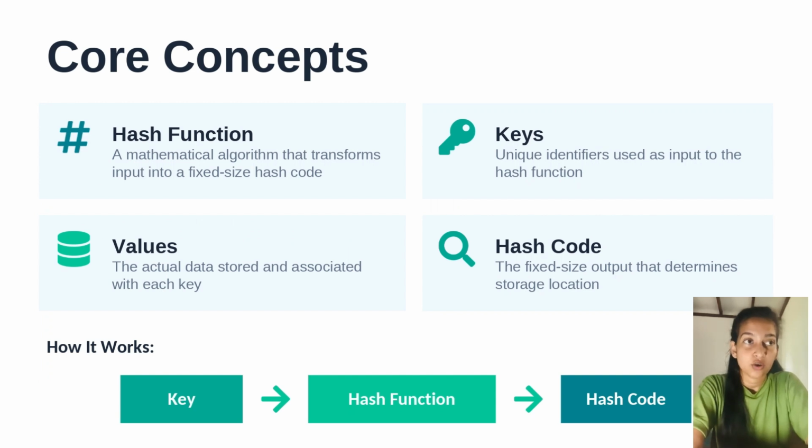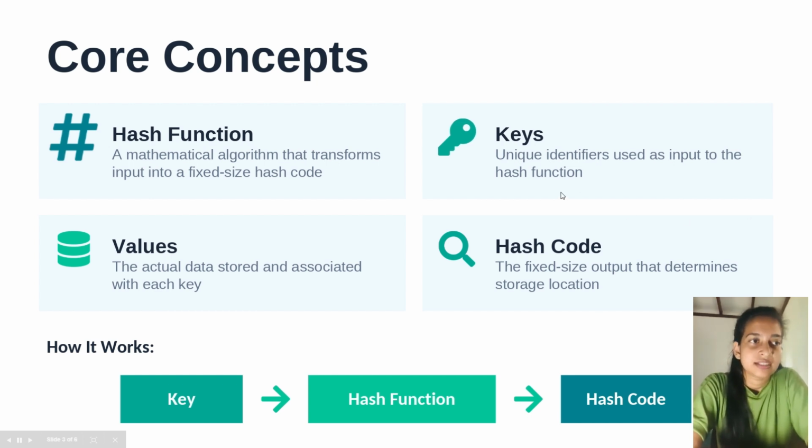Let's break down 4 core concepts you need to understand. First, hash function. This is your mathematical algorithm that does the transformation. It takes your input and produces the fixed size hash code. Think of it as a highly sophisticated calculator with a specific job.